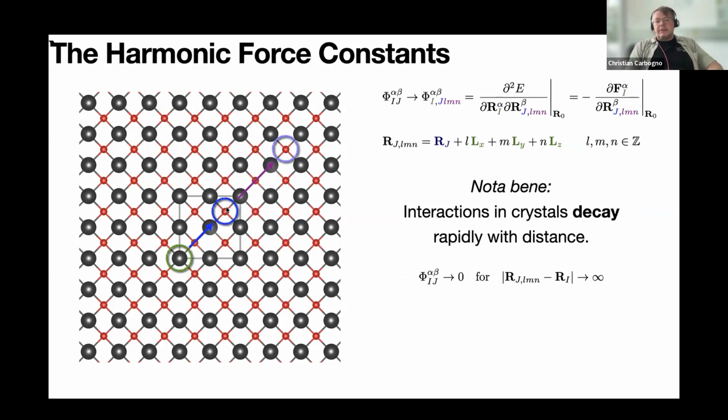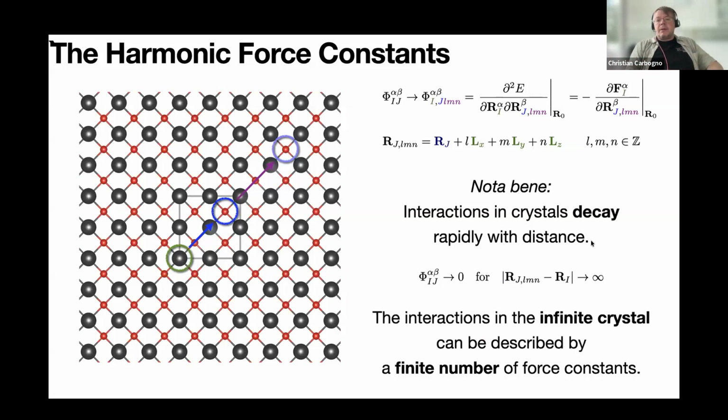However, you can also think that the interactions in crystals decay quite rapidly with distance. Think about it: if I move this atom, I will definitely have some force on this atom. But if I get farther and farther away, for instance to this atom, this will have not so much effect. At some point, the farther I go from the atom where I'm looking at the force, this will become zero. And this is helpful because that means we have only a finite number of force constants or entries in these Hessians that we need to compute, because after a certain distance they will become zero. And this makes this problem tractable at all.